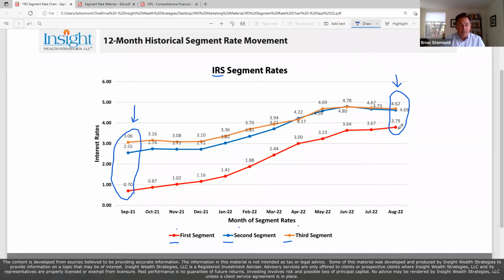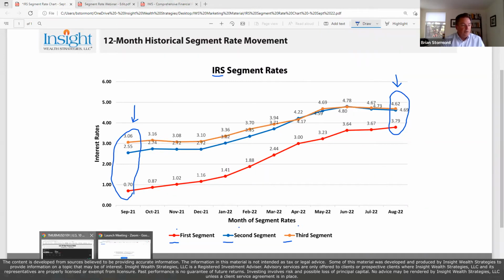Right now, we know what the segment rates are through August. Any day now, we'll be getting the IRS segment rates for the month of September, but it's quite likely that those rates are going to continue to climb.